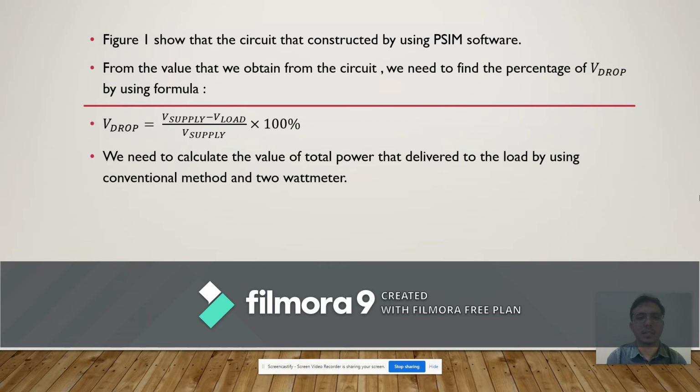We are still in the methodology part. Figure 1 shows the circuit constructed using PSIM software. From the values obtained from the circuit, we need to find the percentage of voltage drop using this formula: voltage drop is equal to V supply minus V load, over V supply, times 100%. We also need to calculate the total power delivered to the load using the conventional method and the two-wattmeter method.